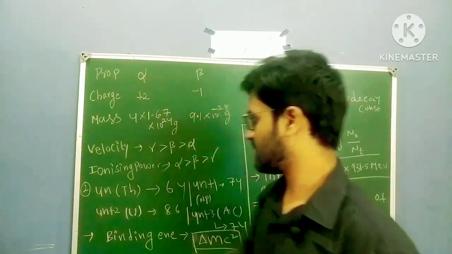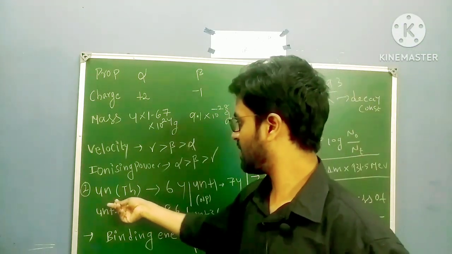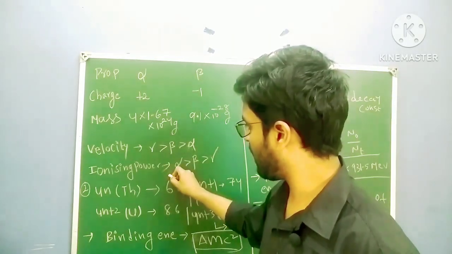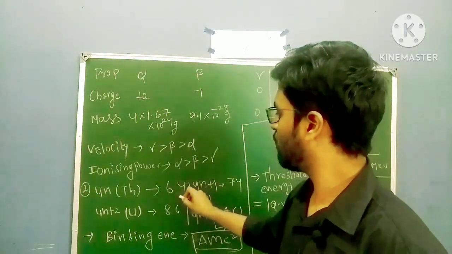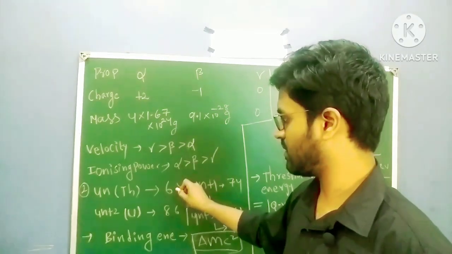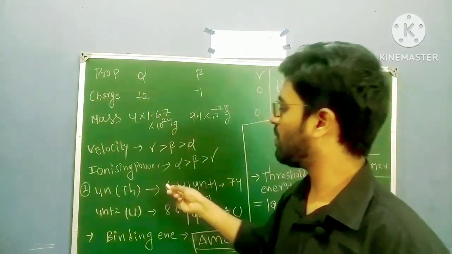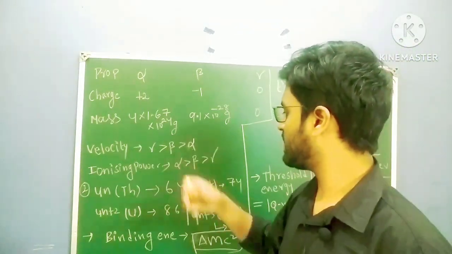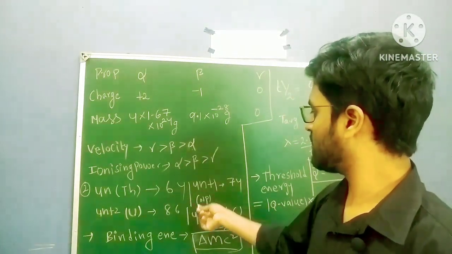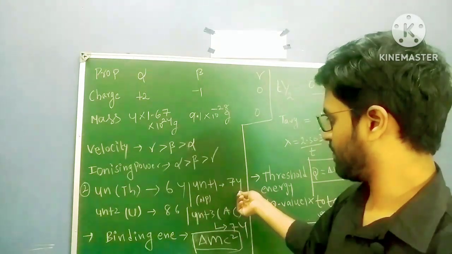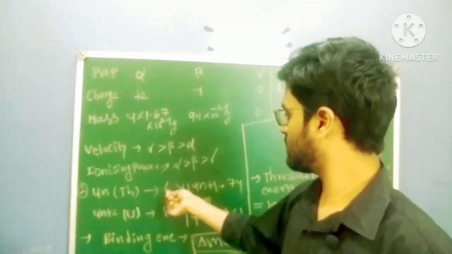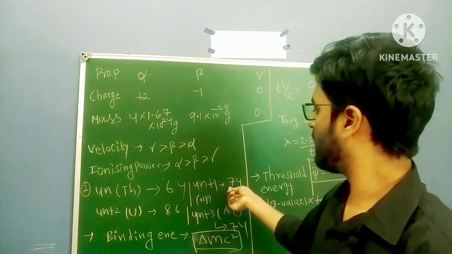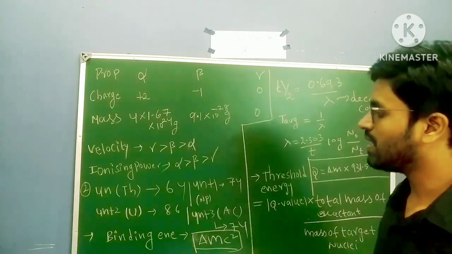Next, 4n series. 4n series means thorium series, so here the number is 64. 64 means 6 alpha particles will be released and 4 beta particles will be released in the conversion of one nucleus to another nucleus. In the 4n+1 series, that is the Neptunium series, 74. This is the phone number I have already told you: 64, 74, 86, 74. In the 4n+1 Neptunium series, 7 alpha particles will be released and 4 beta particles will be released.